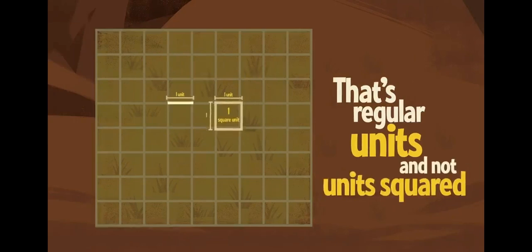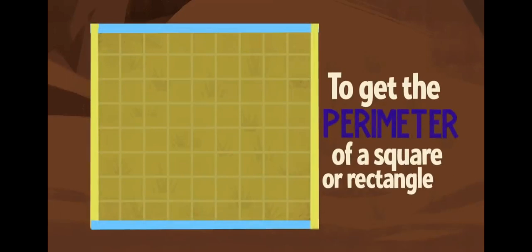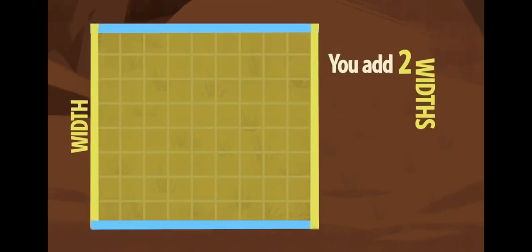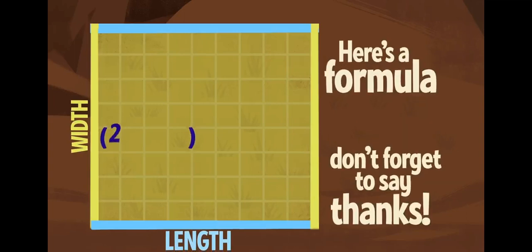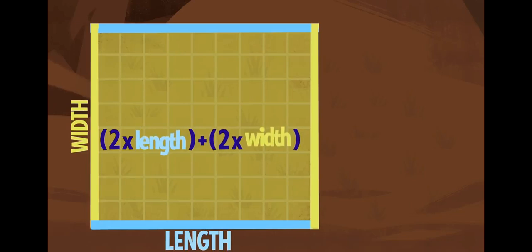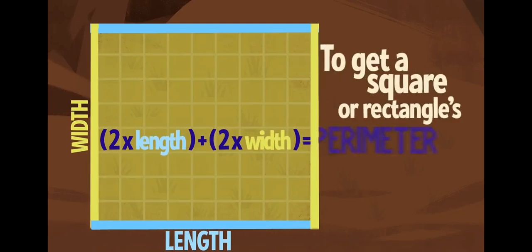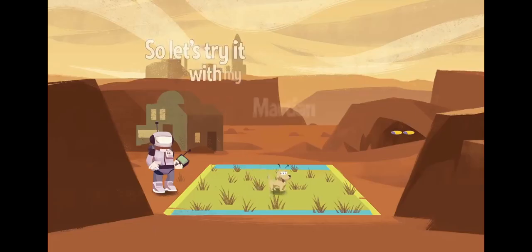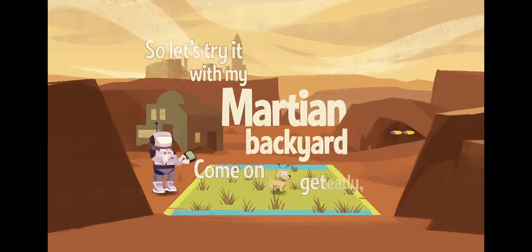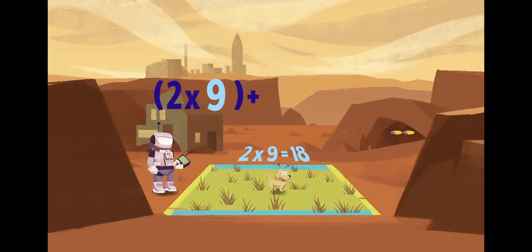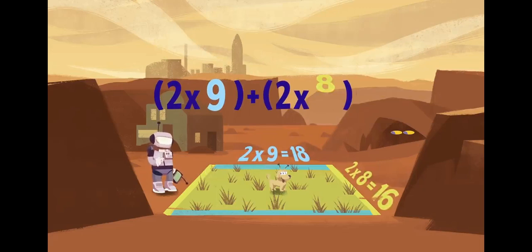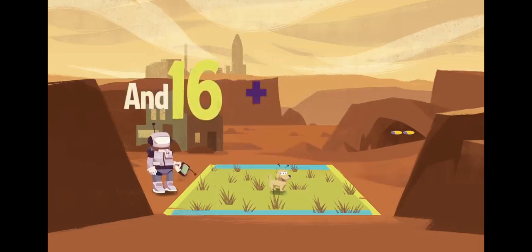So let's take a look from another angle. To get the perimeter of a square or rectangle, you add 2 widths plus 2 lengths. Here's a formula, don't forget to say thanks. 2 times length plus 2 times width to get a square or rectangle perimeter quick. So let's try it with my Martian backyard. Come on, get ready, y'all. It's not that hard. 2 times the length of 9 is 18. And 2 times the width of 8 is 16. And 16 plus 18 is 34.